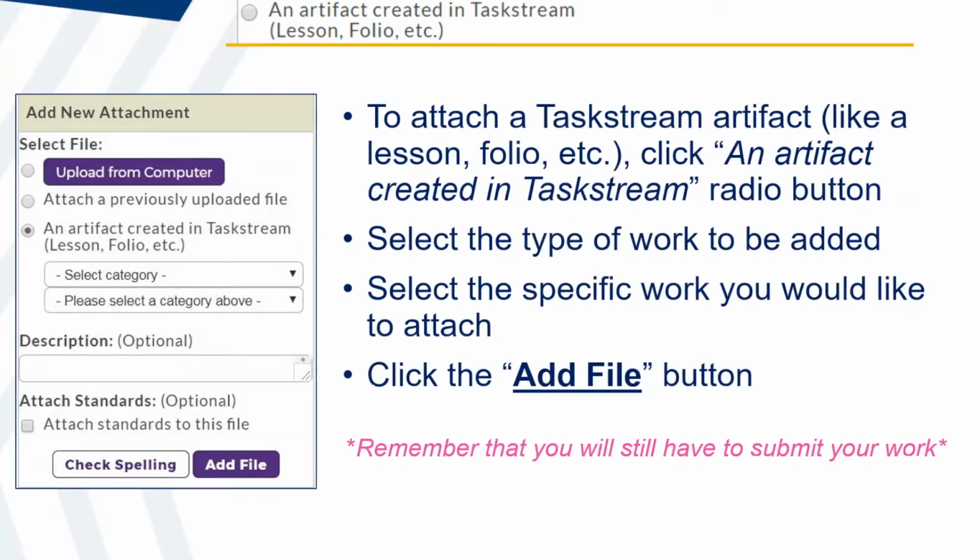Your final option is to attach an artifact that was created in Taskstream. To do so, click the radio button titled An Artifact Created in Taskstream. Select the type of work to be added, and then select the specific work that you would like to attach and click Add File, which is located at the bottom.